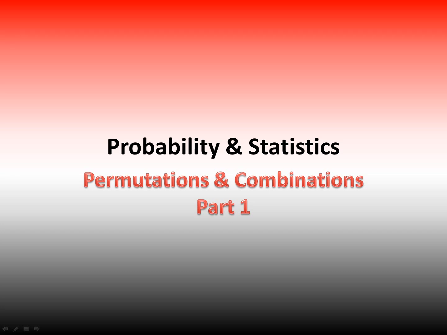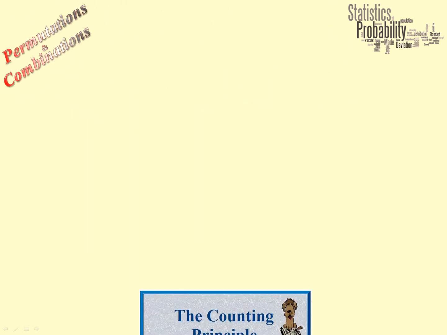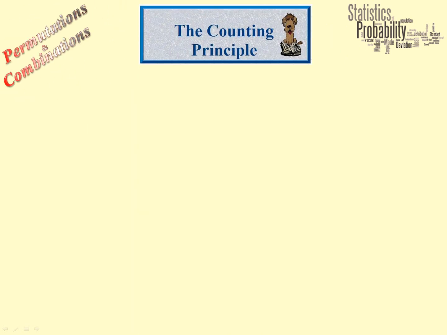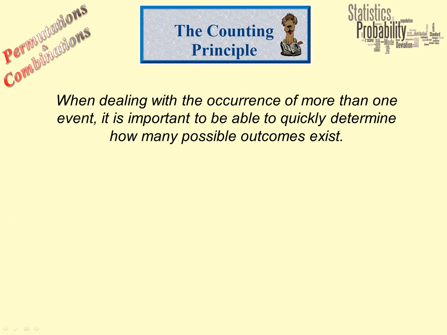Probability and Statistics, Permutations and Combinations, Part 1. This part actually deals with counting principle and permutations. When dealing with the occurrence of more than one event, it's important to be able to quickly determine how many possible outcomes exist.